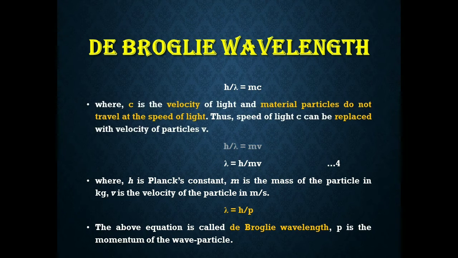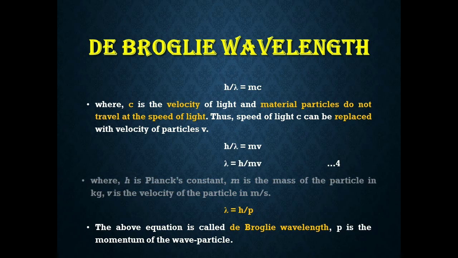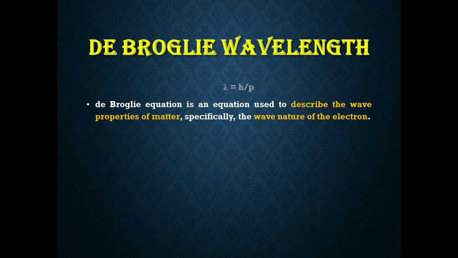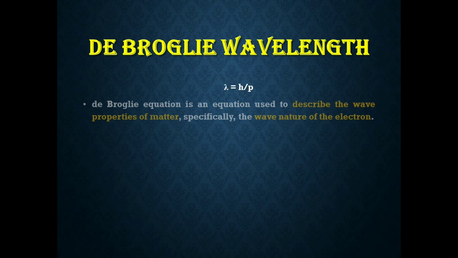where p is the momentum, lambda is the wavelength, h is the Planck constant, and this expression is called the de Broglie wavelength. This expression confirms or predicts the dual characteristic of matter. It means whenever an elementary particle is moving, a wave is associated with that particle, and that wave is called a matter wave. And what is the matter wave? A wave associated with a moving particle is called a matter wave. De Broglie's equation describes the wave property of matter, especially the wave nature of the electron.